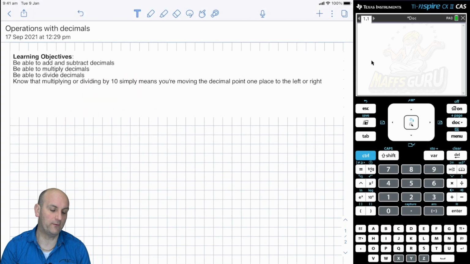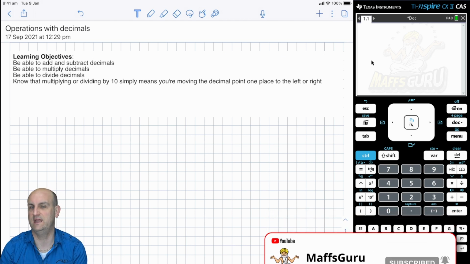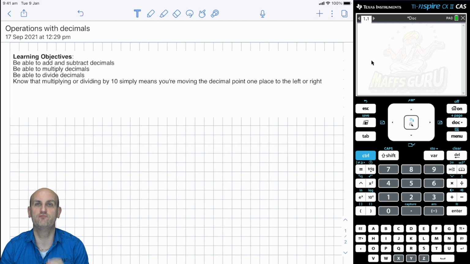All right, so operations with decimals, what are you going to be able to do? Add and subtract decimals, multiply and divide, and know about powers of 10. Powers of 10 is really important.